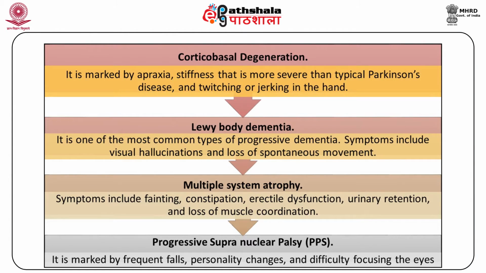Corticobasal degeneration. It is marked by apraxia, inability to perform coordinated movements or use familiar objects, stiffness that is more severe than typical Parkinson's disease, and twitching or jerking in the hand. Lewy body dementia. It is one of the most common types of dementia. Symptoms include visual hallucination and loss of spontaneous movement.